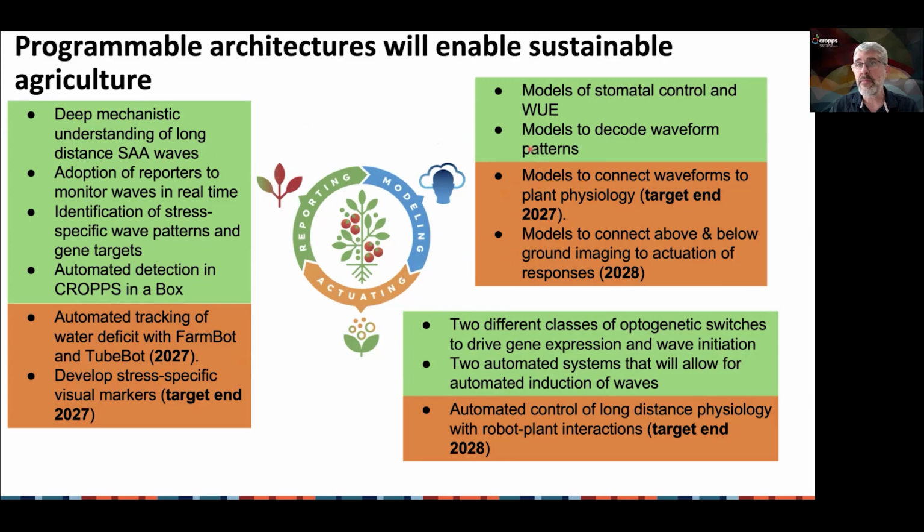With respect to modeling, we have models of control and water use efficiency and models to decode waveform patterns. In phase 2, we look forward to modeling to connect waveforms to plant physiology and models to connect above and below ground imaging to actuation of responses. With respect to actuating, we have two different classes of optogenetic switches that we've developed to drive gene expression and wave initiation, and two automated systems that will allow for automated induction of waves. And in phase 2, we're most excited for the automated control of long-distance physiology with robot and plant interactions.